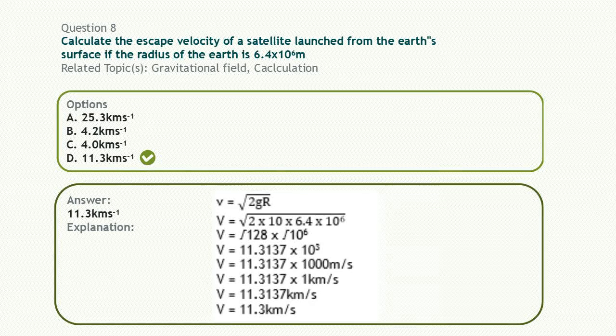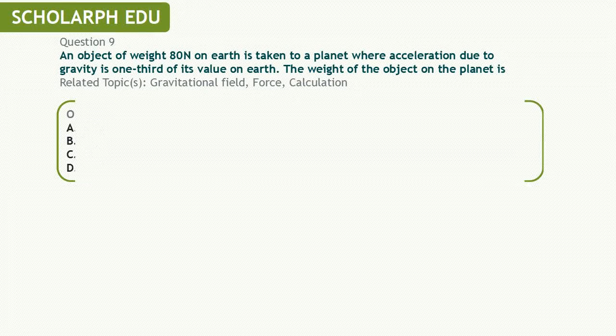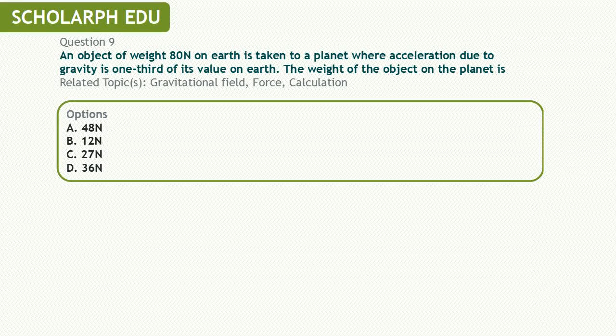Okay, next question, also on gravitational field. An object of weight 80 Newton on Earth is taken to a planet where acceleration due to gravity is 1/3 its value on Earth. The weight of the object on the planet is.